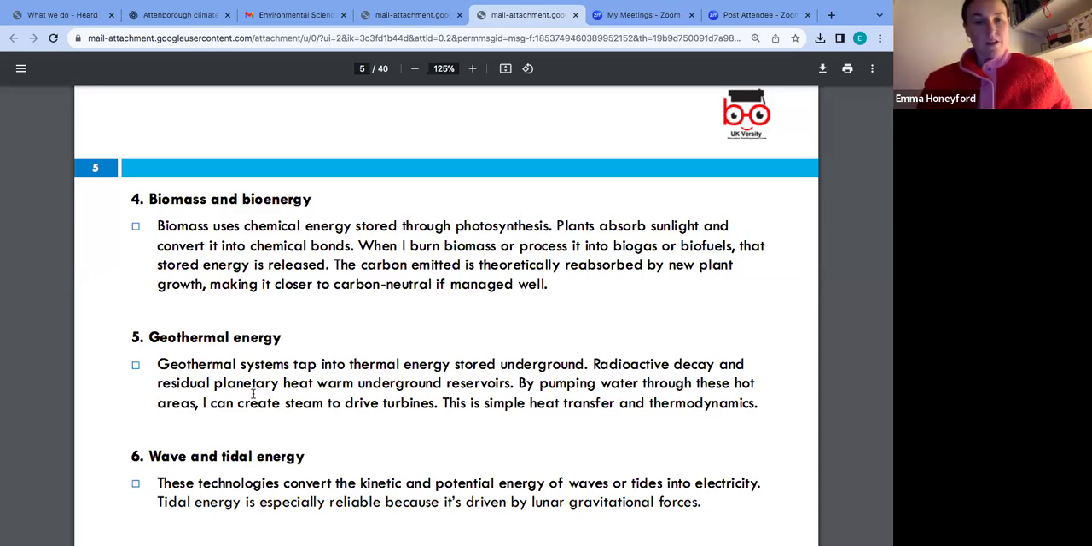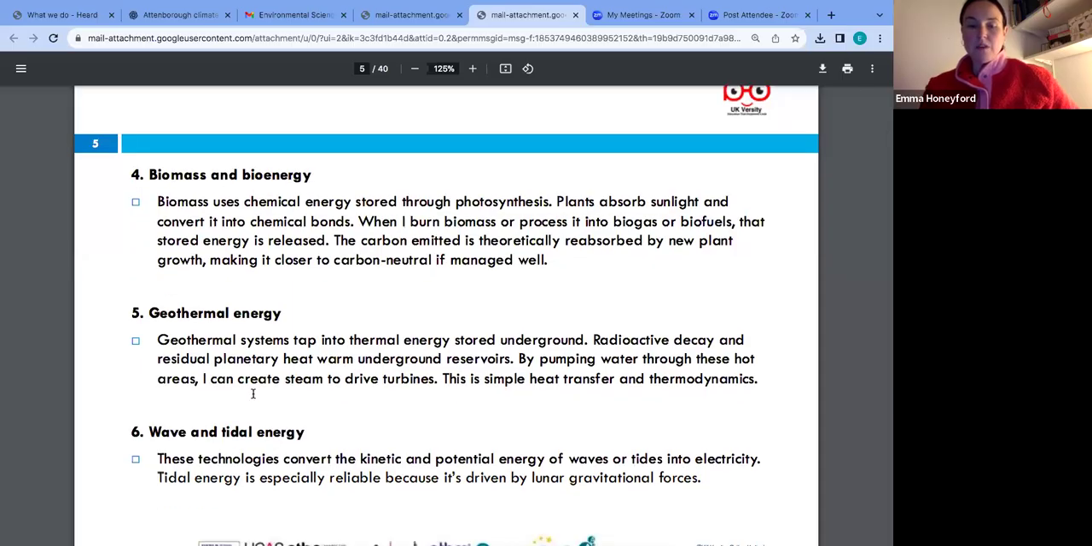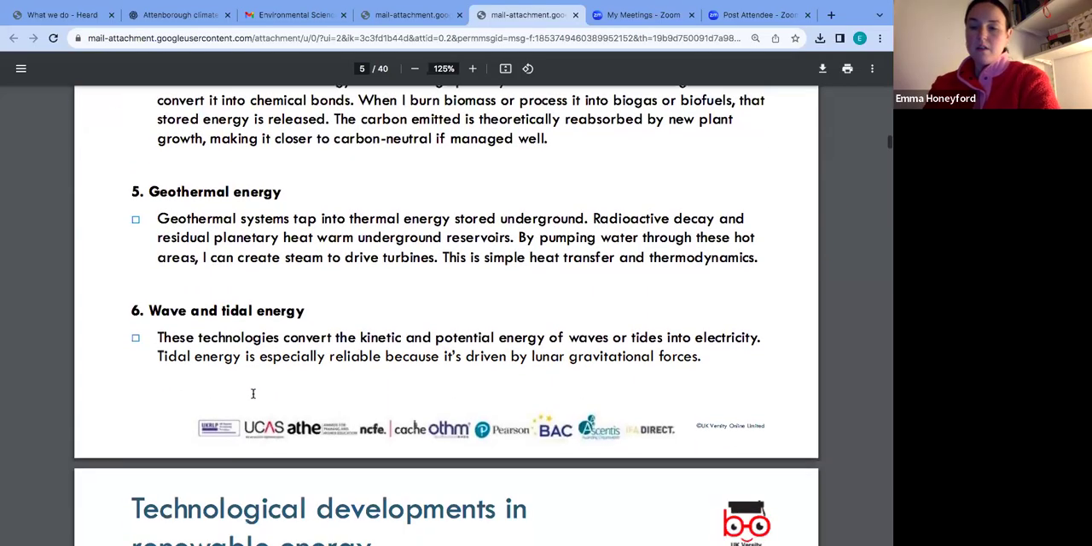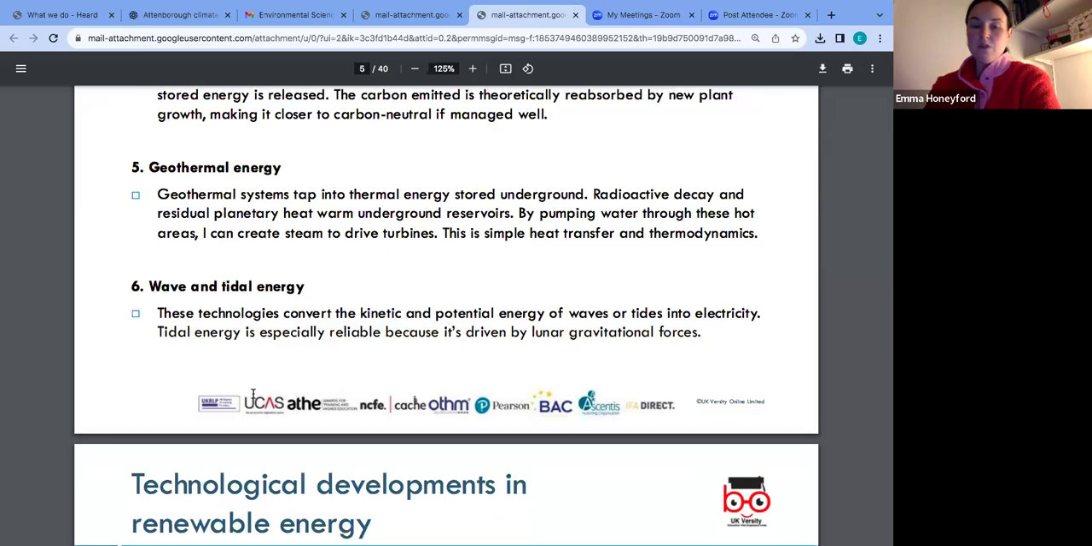Okay, the next type is geothermal energy. Geothermal systems tap into thermal energy stored underground. By pumping water through these hot areas, we can create steam to drive turbines. This is simple heat transfer and thermodynamics. And then we have wave and tidal energy. These technologies convert the kinetic and potential energy of waves or tides into electricity. Tidal energy is especially reliable because it's driven by lunar gravitational forces.